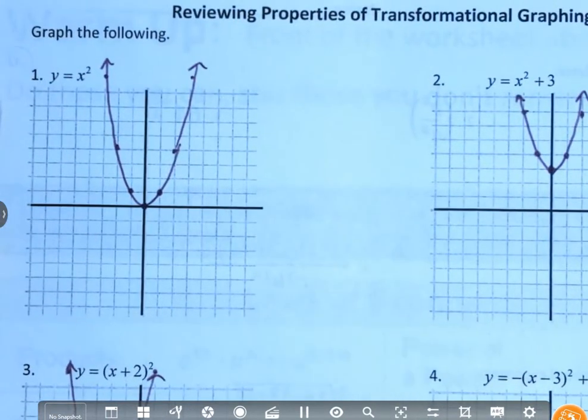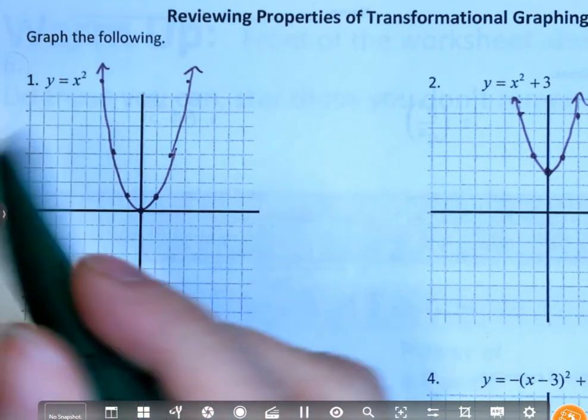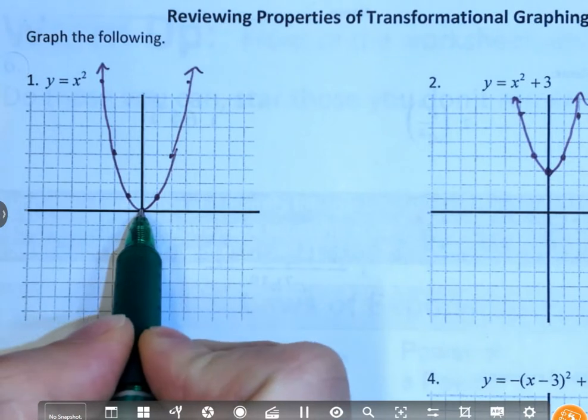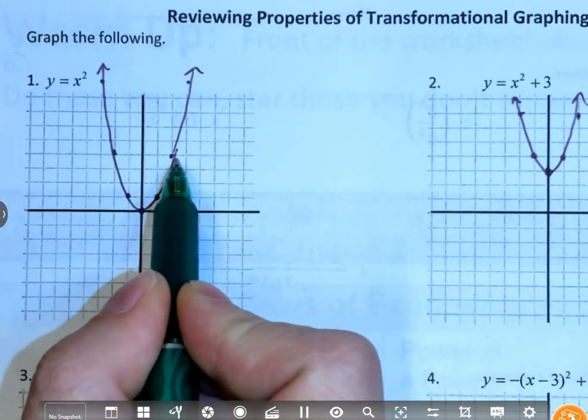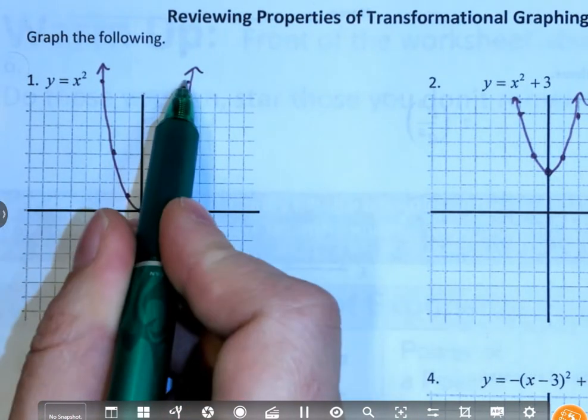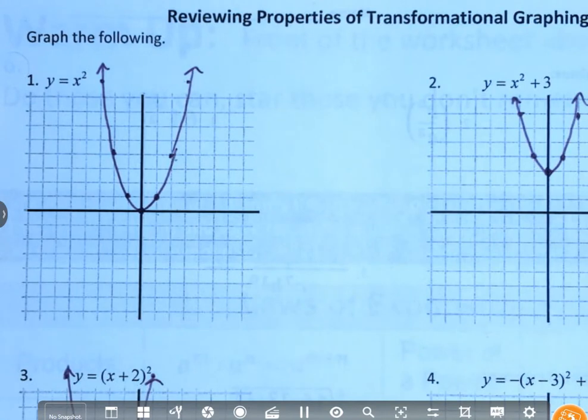Hopefully you saw that number 1 was the parent function. If you don't remember the parent function, you can just plug in numbers. 0 squared is 0, 1 squared is 1, 2 squared is 4, 3 squared is 9, and then the negatives do the same thing. So if you've forgotten your parent functions, that's one that's easy to figure out. Greatest integer and step functions are not so easy to figure out on your own.